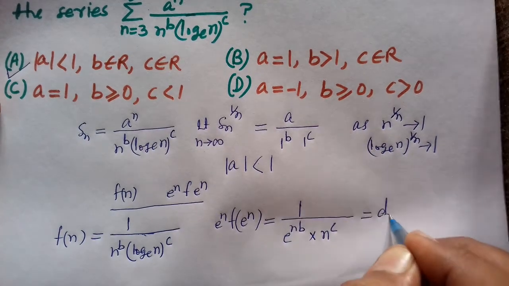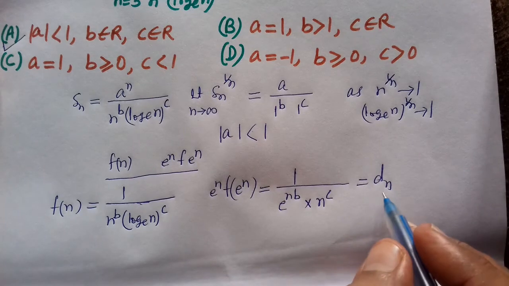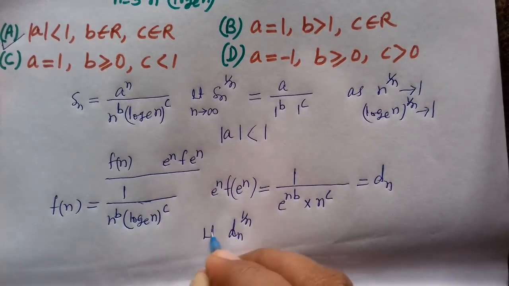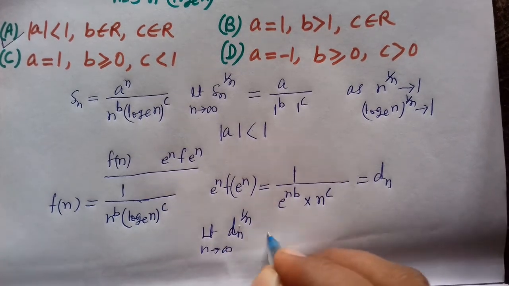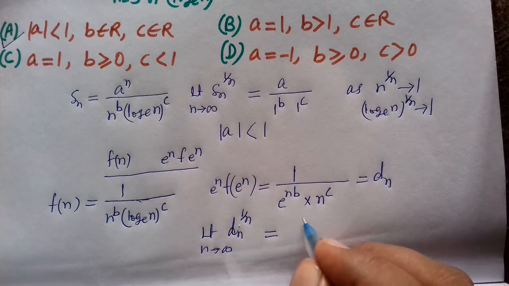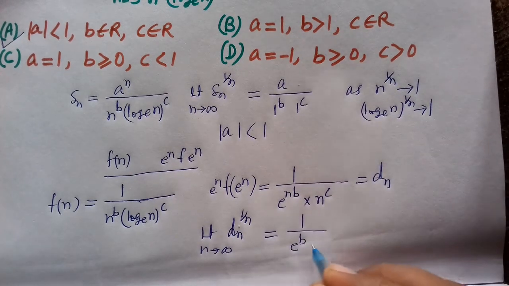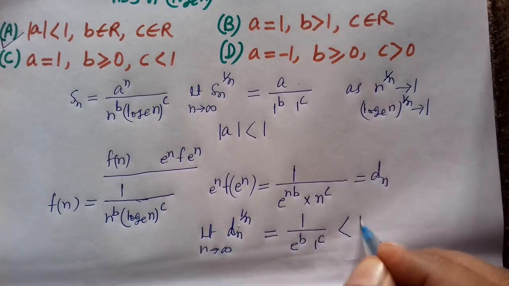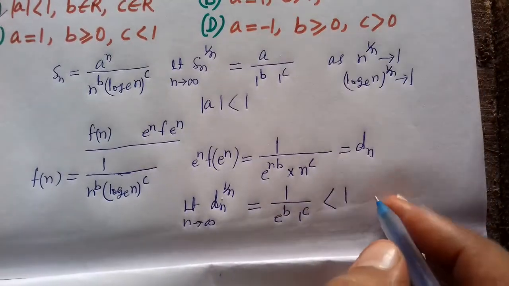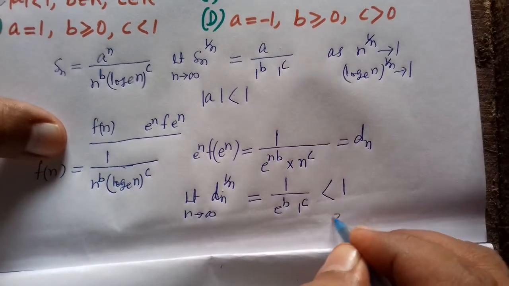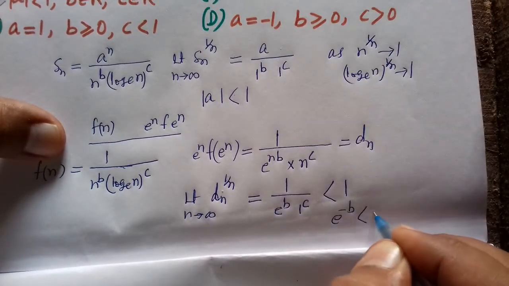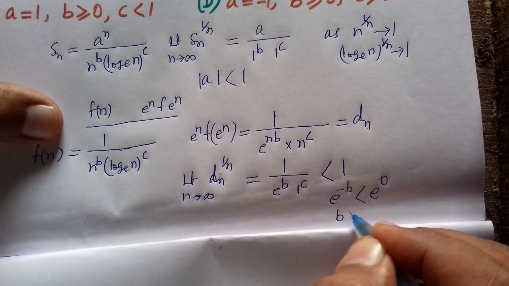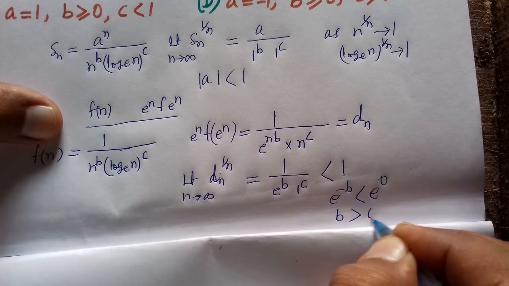Suppose this is dn. Now using Cauchy's root test for this, dn to the power 1 by n, limit n tends to infinity, will be 1 by e to the power b, 1 to the power c. So this should be less than 1. To be convergent, this should be less than 1. So e to the power minus b should be less than 1, 1 meaning e to the power 0. So this means that b should be greater than 0.